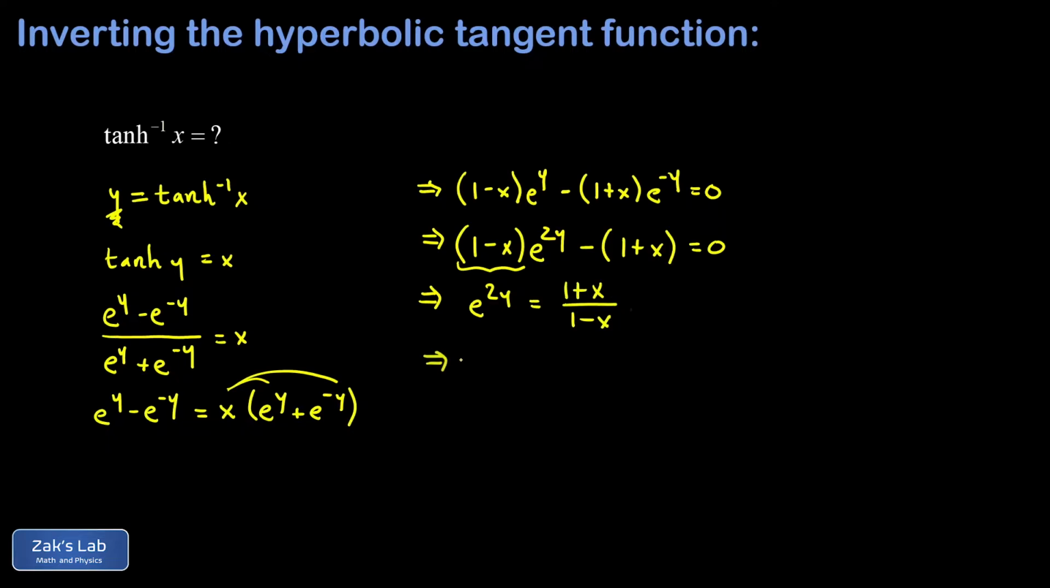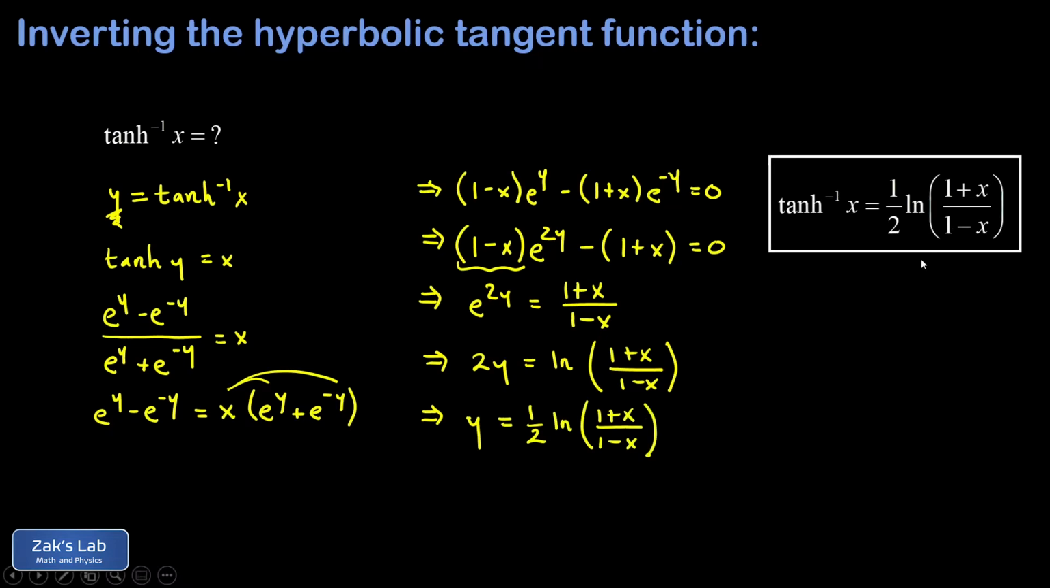And now we're getting really close to a solution. We take the natural log of both sides, and this gives me 2y is equal to the natural log of 1 plus x divided by 1 minus x. Finally, we divide by 2, and we find that y is equal to 1/2 natural log of 1 plus x divided by 1 minus x. And because y was the inverse hyperbolic tangent of x, that means the inverse hyperbolic tangent of x is 1/2 times the natural log of 1 plus x divided by 1 minus x.